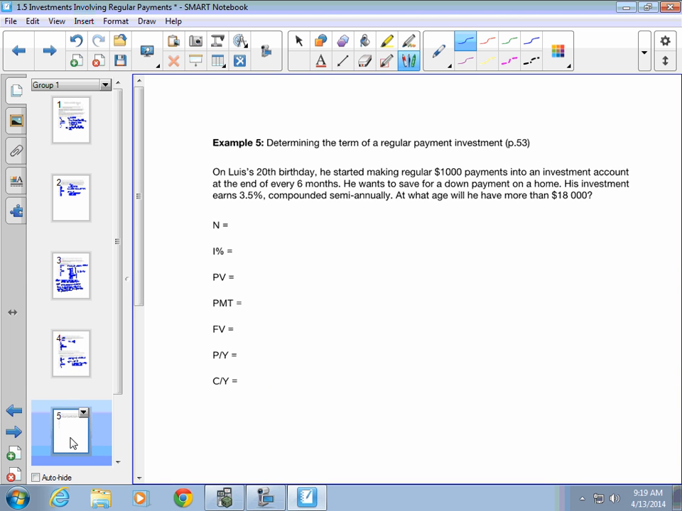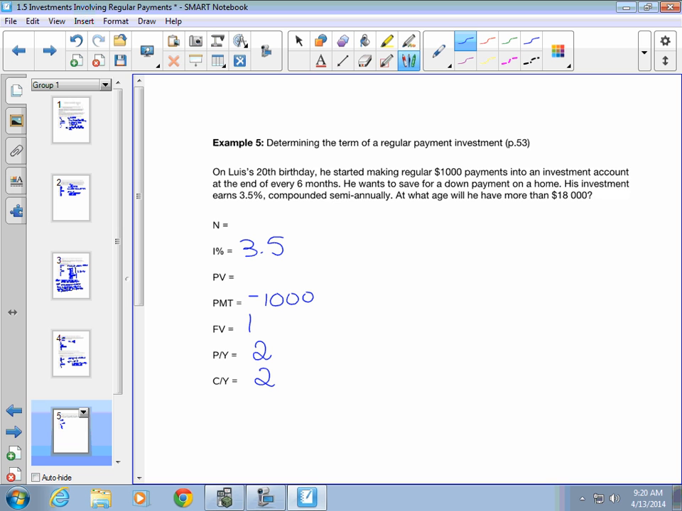So on Lewis's 20th birthday, he started to make regular payments of $1,000. So his payments, minus $1,000 to an investment account at the end of every 6 months. So that means he's doing it twice per year. He wants to save for a down payment on his home. His investment earns 3.5% interest, compounded semi-annually, so it's twice. At what age will he have more than $18,000?